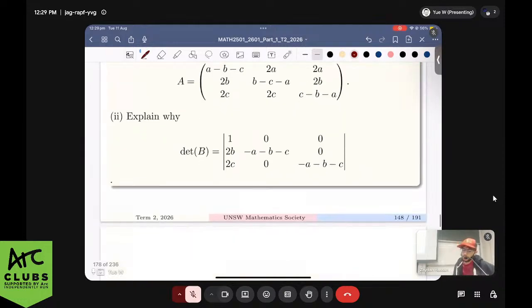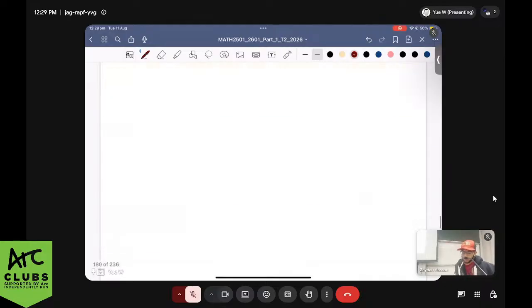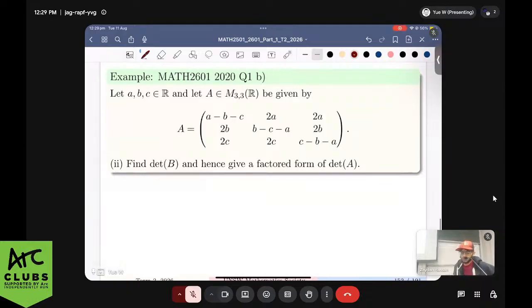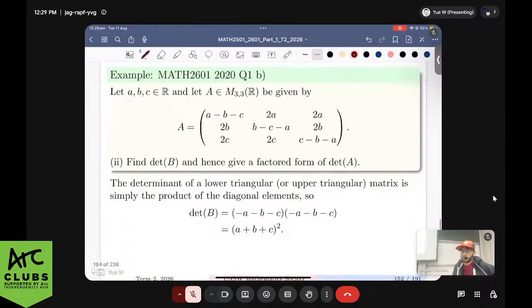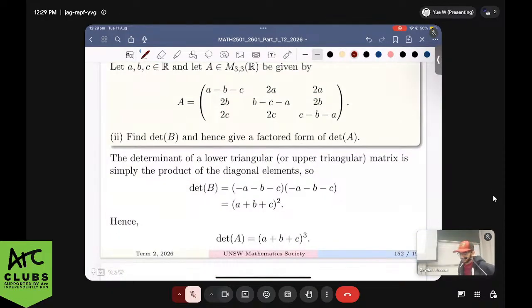We'll get this. Now notice this is a lower triangular matrix. The determinant is just the product of the diagonals. So when it asks us here to find the determinant of B, we just do that. We take the product of the diagonals, and this is what we get. So the determinant of A would be A plus B plus C times that, because that's what we had from before.